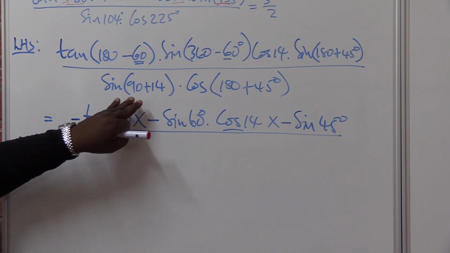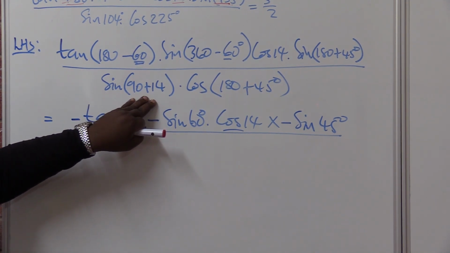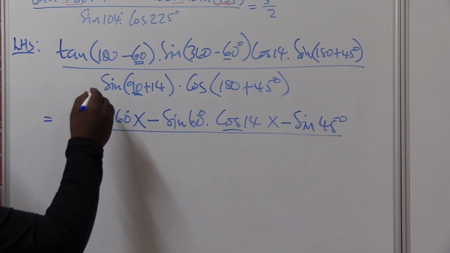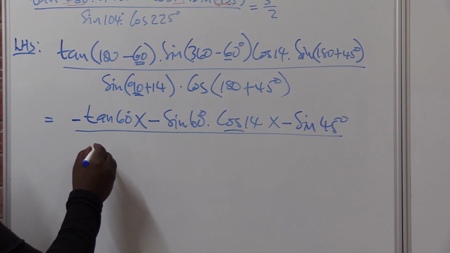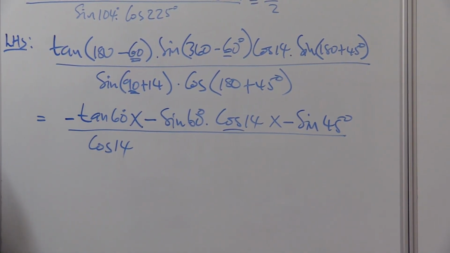90 plus, it is the second quadrant. How is sine in the second quadrant? It is positive, but now we've got 90. 90 will change the ratio. So what will be this one? It will be cos of 14. So the ratio was changed by this 90 degrees.